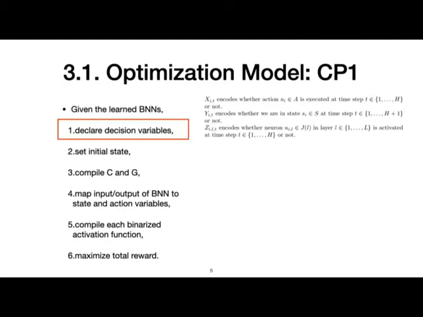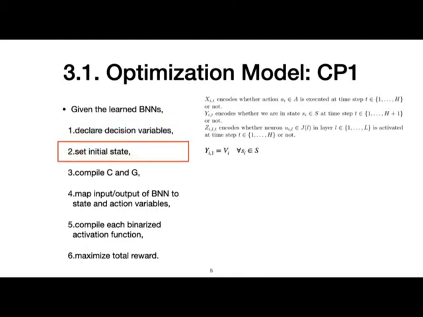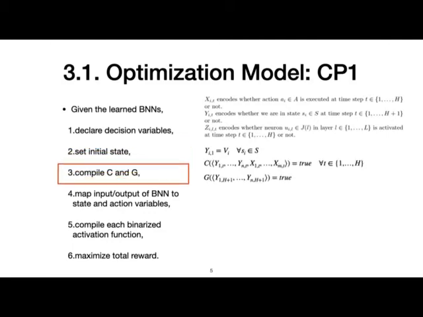Finally, the third set of decision variables, z_ilt, will encode whether neuron u_il in layer l is activated at time step t or not. Given the definitions of our decision variables, we will next describe the constraints of our CP model. The first set of constraints will set the values of state variables at time step 1. Next, we're going to enforce constraints on our state and action variables across all time steps, and enforce constraints on our state variables at the end of our planning horizon.